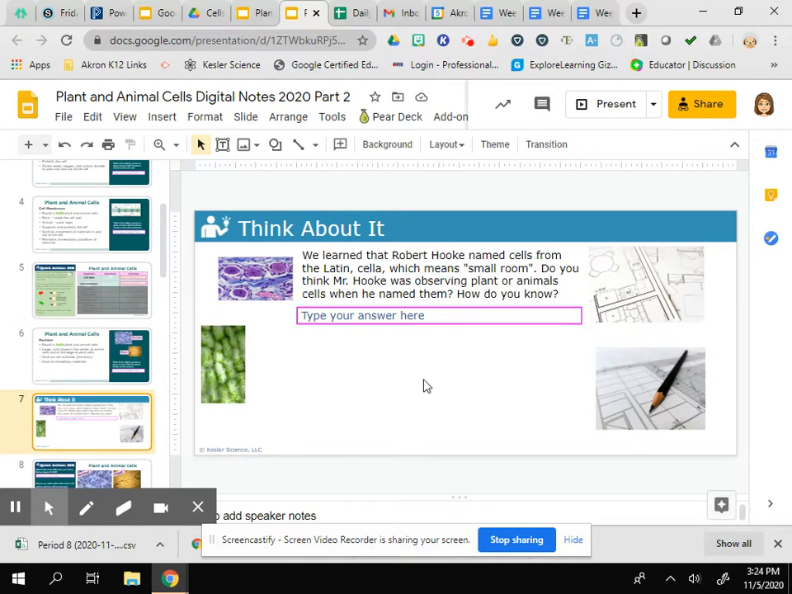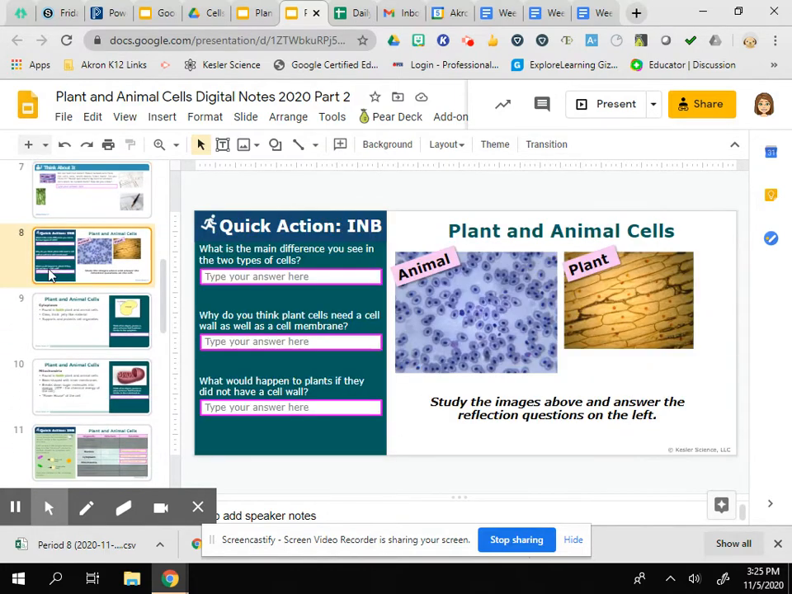All right, now think about it. We learned that Robert Hooke named cells from the Latin cella, which means small room. Do you think Mr. Hooke was observing plant or animal cells when he named them, and how do you know? I kind of gave you the answer before, but let's see what you remember. Write your answer in that box.